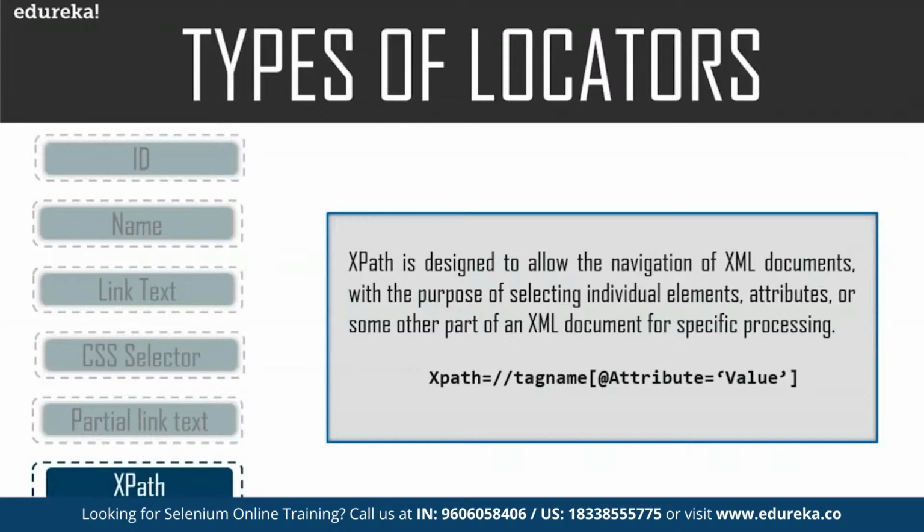The syntax goes something like this. It always starts with two consecutive slashes, followed by the tag name and square brackets where you select the attribute, specify the attribute, and also provide the value of the attribute so that you can locate the element on the web page. So this is everything you need to know about the different types of locators in Selenium, guys.